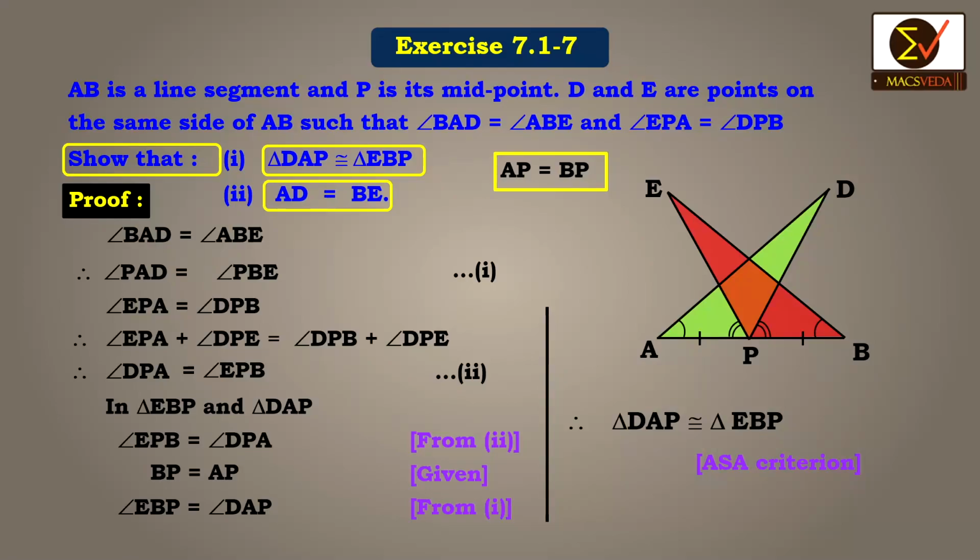Now we have to prove side AD is equal to side BE. Corresponding parts of congruent triangles are the same. Therefore, by CPCT property, clearly AD is equal to BE.